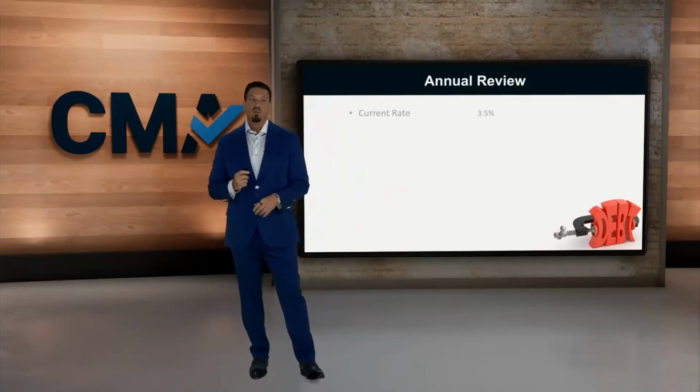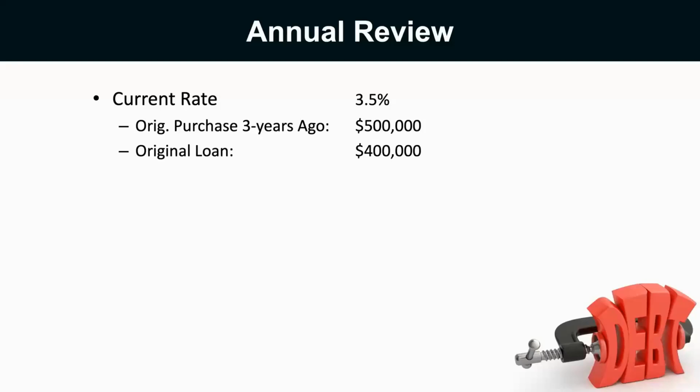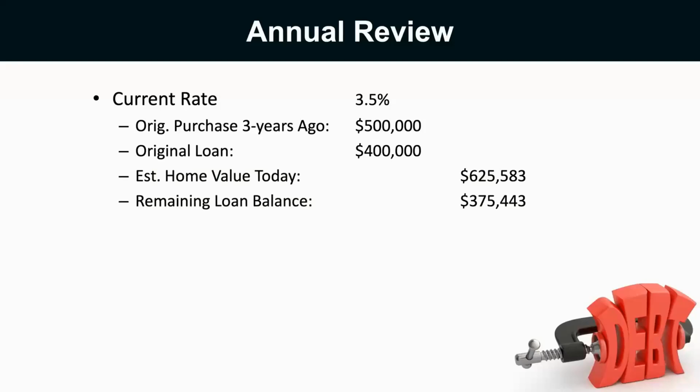And when you do this annual review, what you discover is their current rate is 3.5%. They bought a home 3 years ago for $500,000. That had an 80 LTV, $400,000, and their estimated home value today is a little higher because of appreciation in their specific market, and their remaining loan balance through regular normal amortization is down.